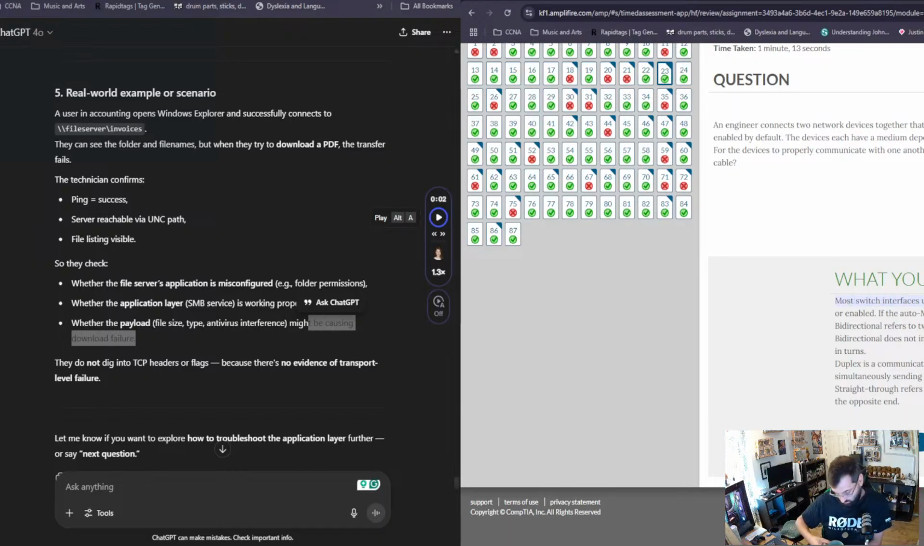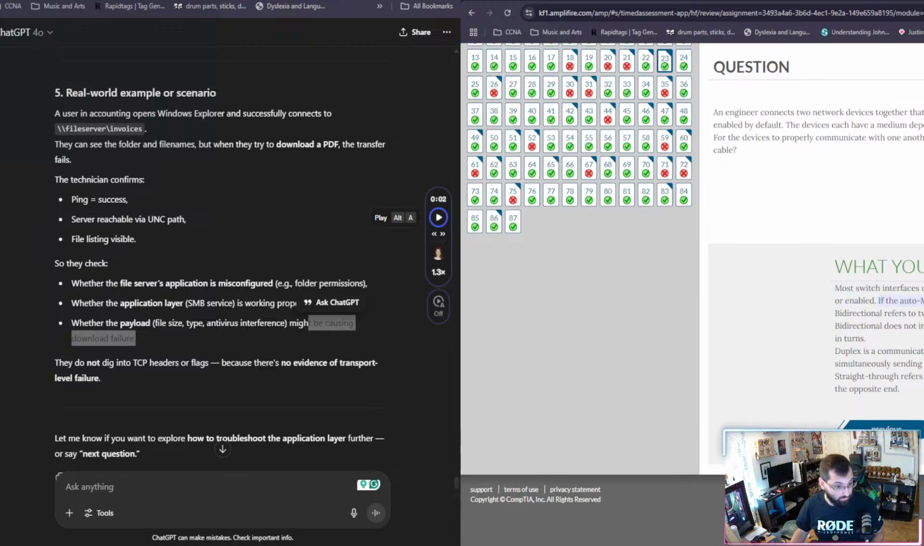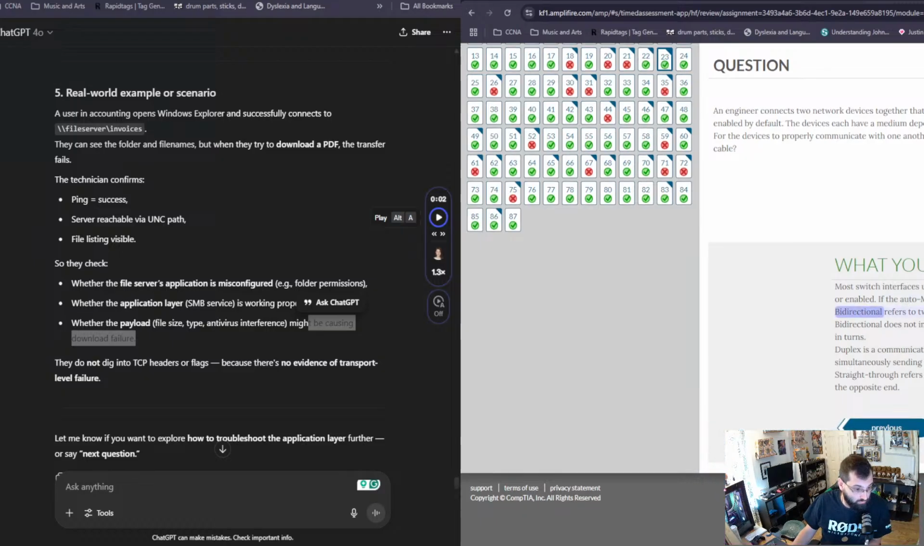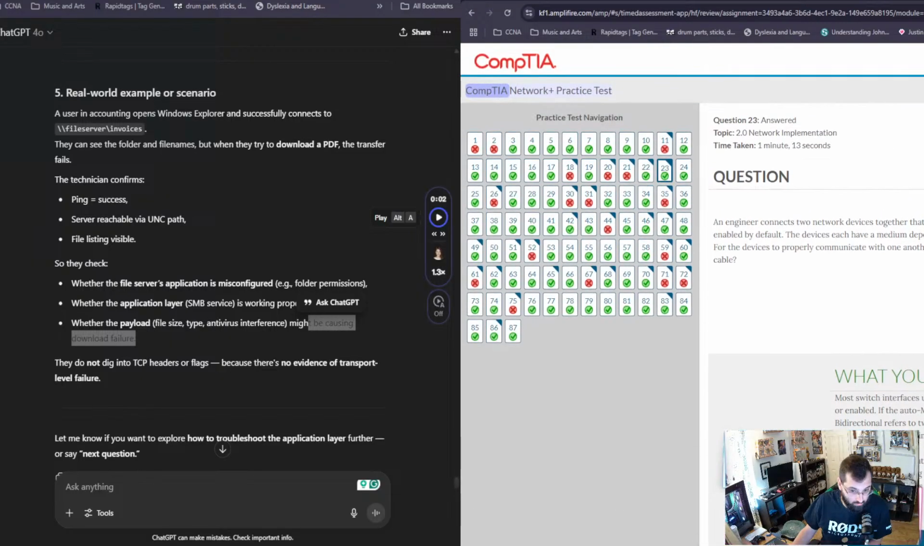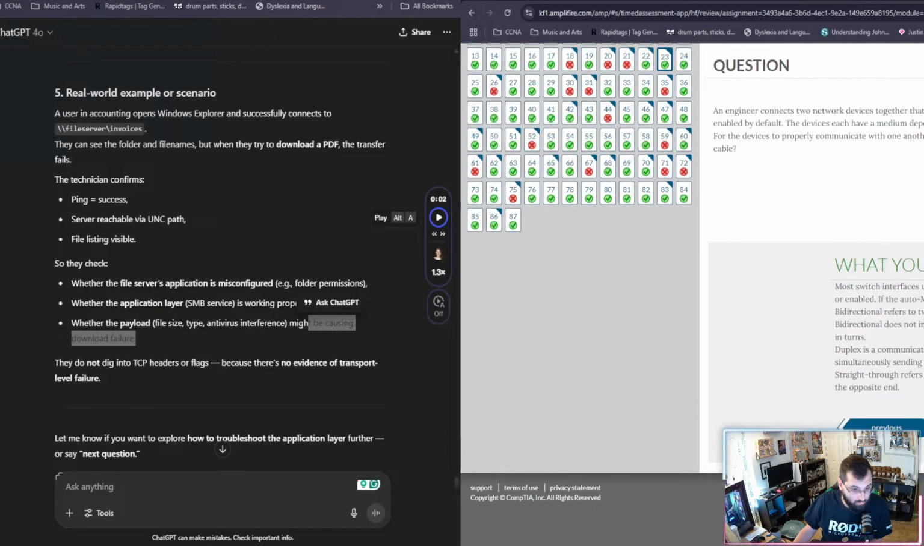Most switch interfaces use auto MDI-MDIX by default, based on current configurations. However, they can be disabled or enabled. If auto MDI-MDIX is not enabled, then connecting two MDI ports requires a crossover cable. Bidirectional refers to two-way communication. CompTIA Network. So most switch interfaces use auto by default based on the current configuration. However, they can be disabled or enabled. If auto is not enabled, then connecting two MDI ports requires a crossover cable. Straight through refers to cabling such as twisted pair cabling where pins on one end of the cable match the pins on the opposite end. Okay.